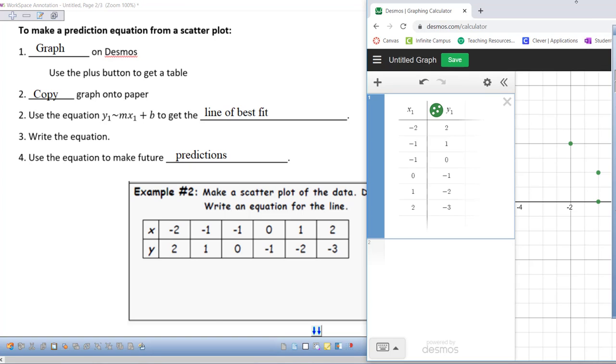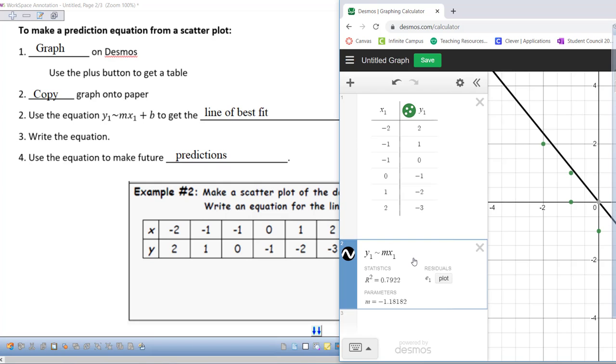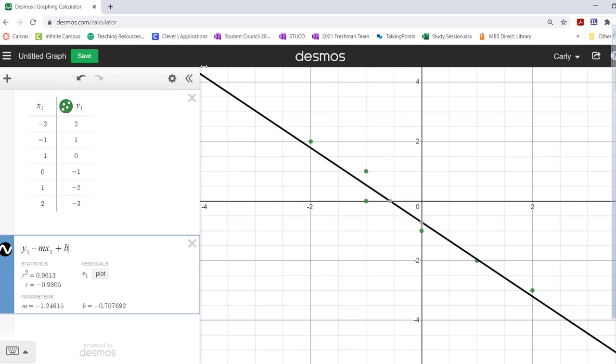So on Desmos, I type in y, and you can just put the number 1. It automatically goes down as a subscript. And then to get that squiggle, if you look on your keyboard on your computer, it is to the left of the number 1, right below escape. You're going to have to hit shift and that button to get the squiggle. M, X, again, just type 1 and it automatically brings it down, plus B. So we see it gives us this nice line that goes kind of in the middle of our points.